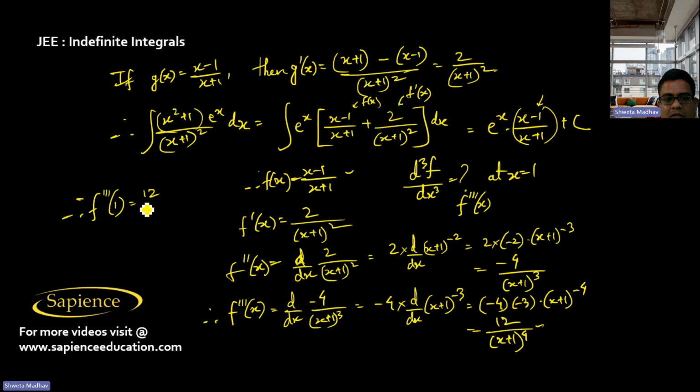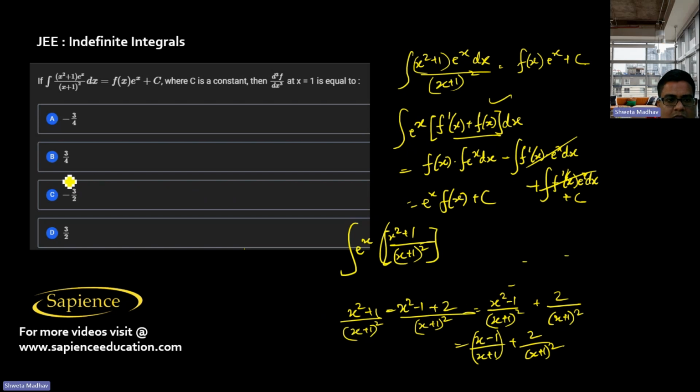So that is 12 by 2 power 4. It is 12 by 16. So that is 3 by 4. So it means 3 by 4. Option B is the correct answer.